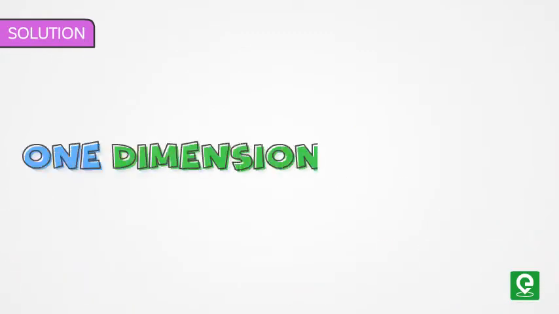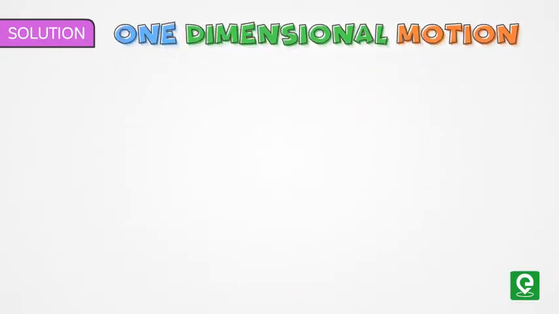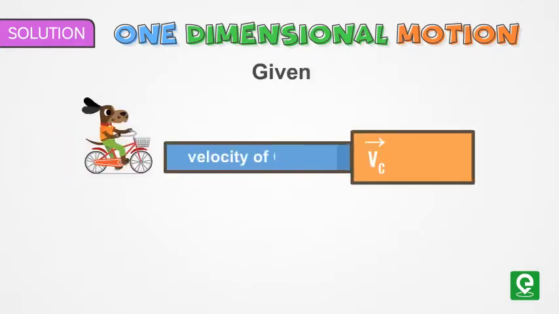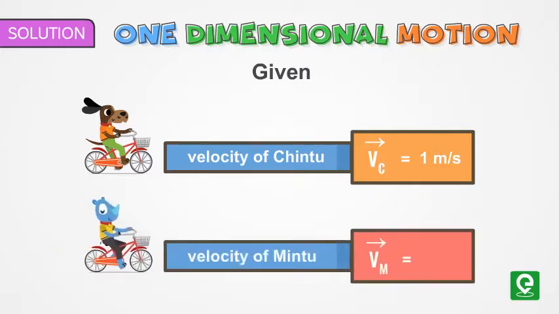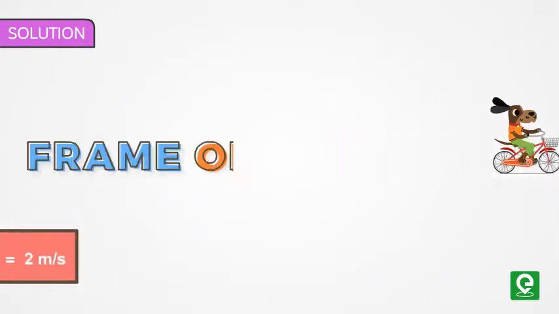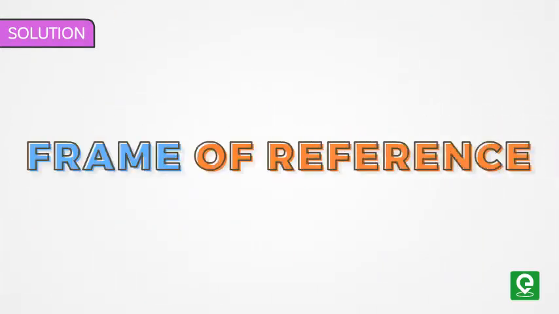This is a one-dimensional motion problem. We are given that the velocity of Chintu is equal to 1 meter per second in east direction, and velocity of Mintu is equal to 2 meter per second in west direction. Before solving the problem further, let's try to understand another important term, frame of reference.